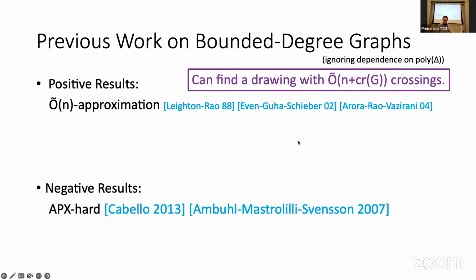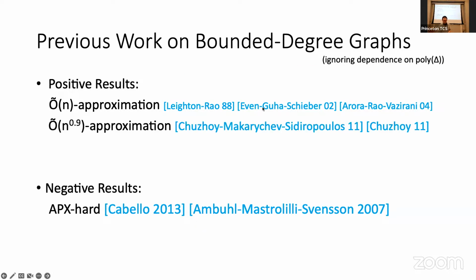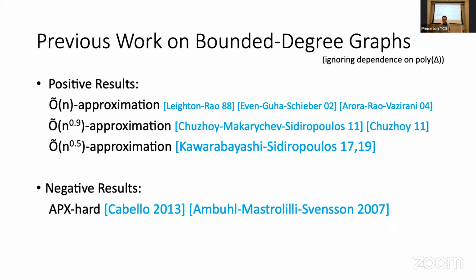And actually, the result is there's an algorithm that, given a bounded degree graph, finds an n plus CR(G) crossing drawing. So if CR(G) is very small, then this gives the Õ(n) approximation. And later on, some logarithmic factors are shaved off by subsequent works. And in a recent breakthrough, this was further improved to n to the 0.9 by a sequence of 2 papers, first by Chuzhoy, Mukherjee, and Tasos Sidiropoulos, second by Chuzhoy. More recently, this was further improved to square root of n by a sequence of 2 other breakthrough works by Kawarabayashi and Sidiropoulos. This square root of n is the best we get.